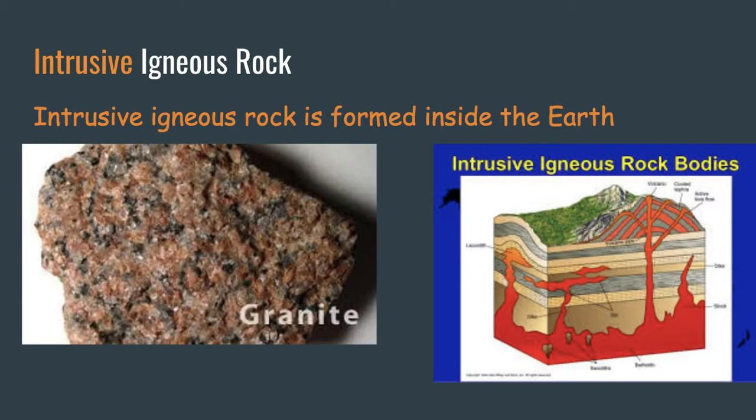Okay? The other type of igneous rock is intrusive. In means inside. These are rocks that form inside the earth. An example would be granite. Granite is a fine example of an intrusive igneous rock. Most of the Earth's crust, the continental crust at least, is mostly granite.